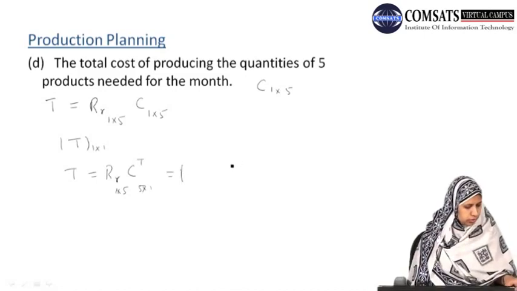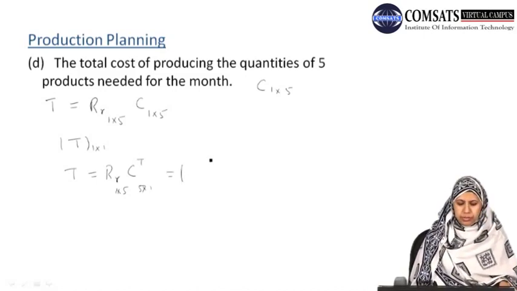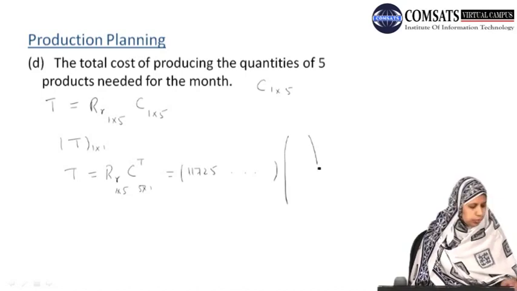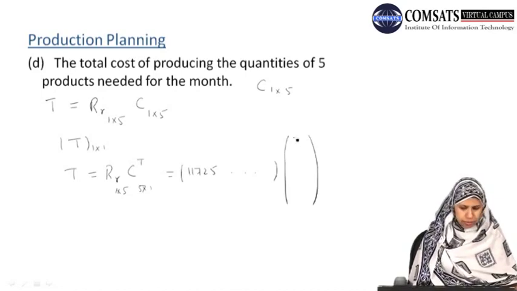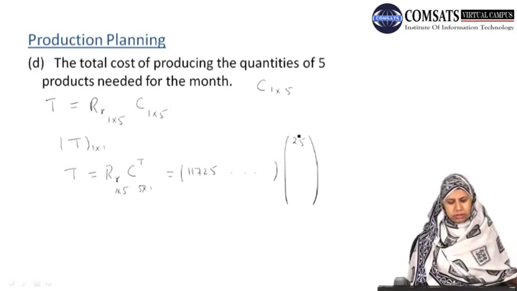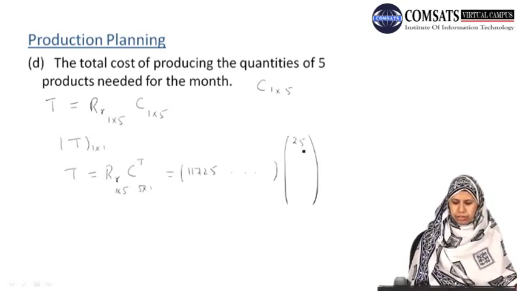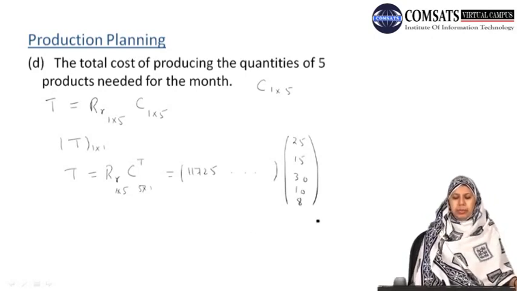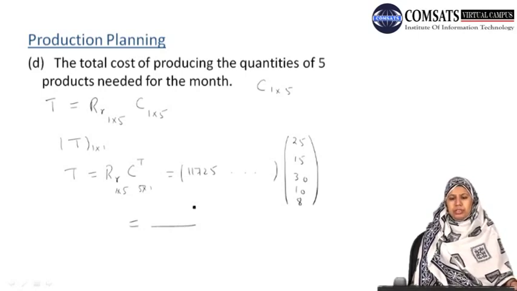Our resource requirement matrix was 11725 and 5 entries, and the transpose of our cost matrix was 25, 15, 30, 10 and 8. So by multiplying these two matrices, we obtain some number which tells us the total cost for producing the quantities of 5 products for the next month.